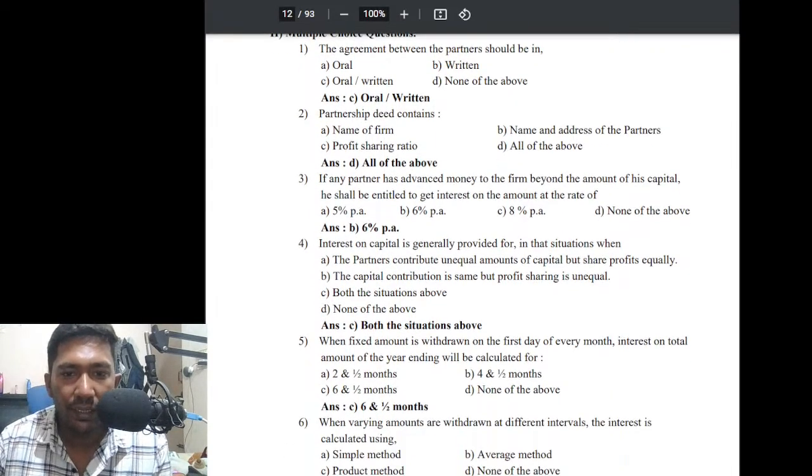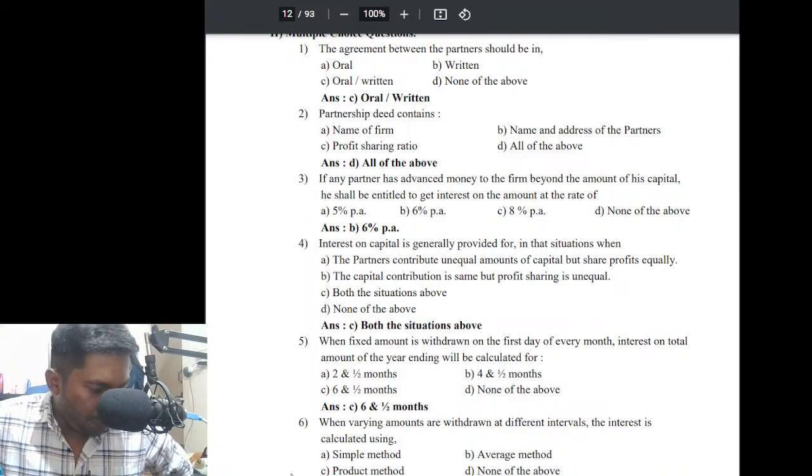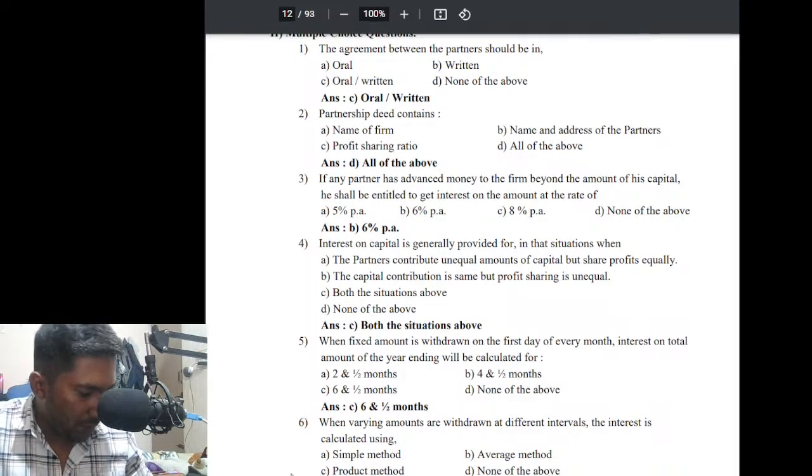See here, again they have asked the same question. So the partnership deed can be oral or written. Regarding the partnership deed contents, sometimes they will ask you for 2 marks: what are the contents of a partnership deed?